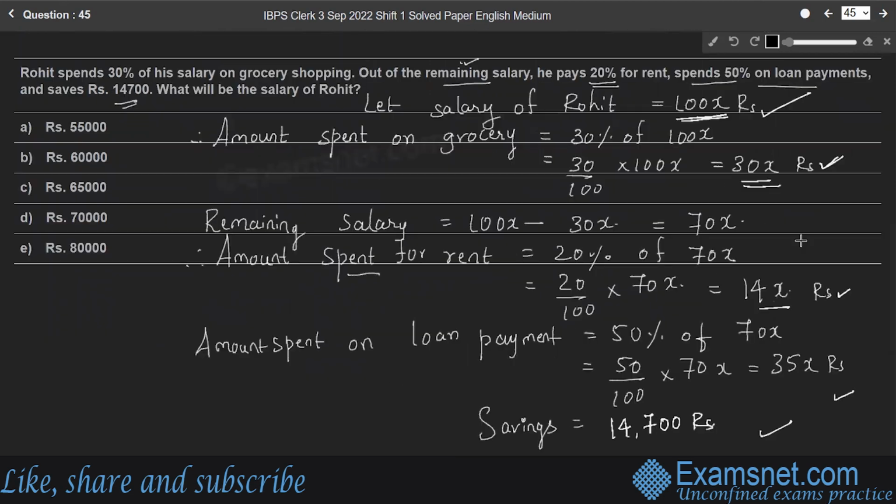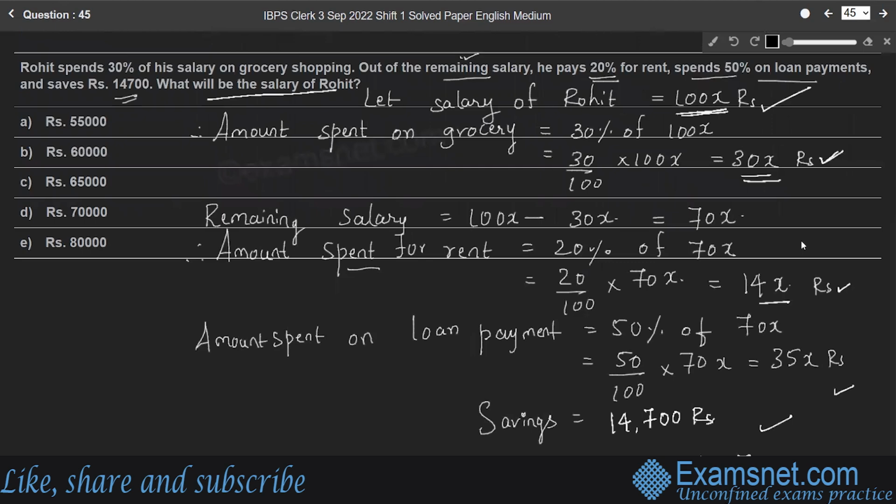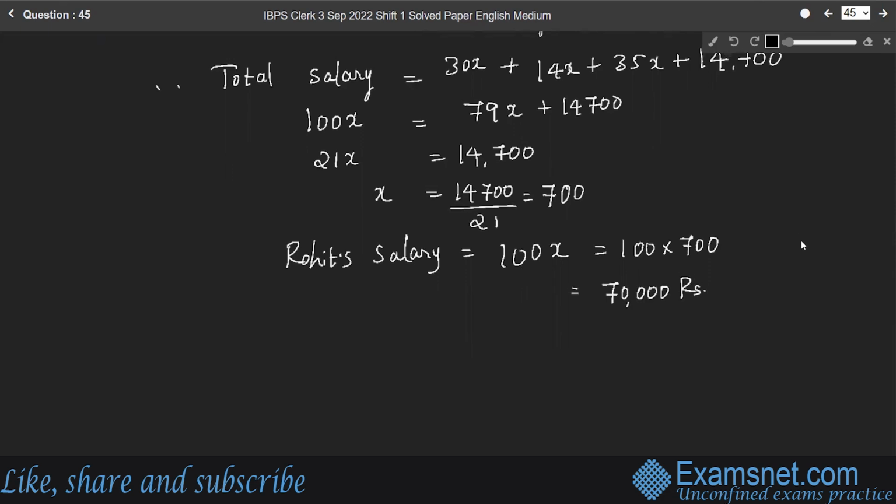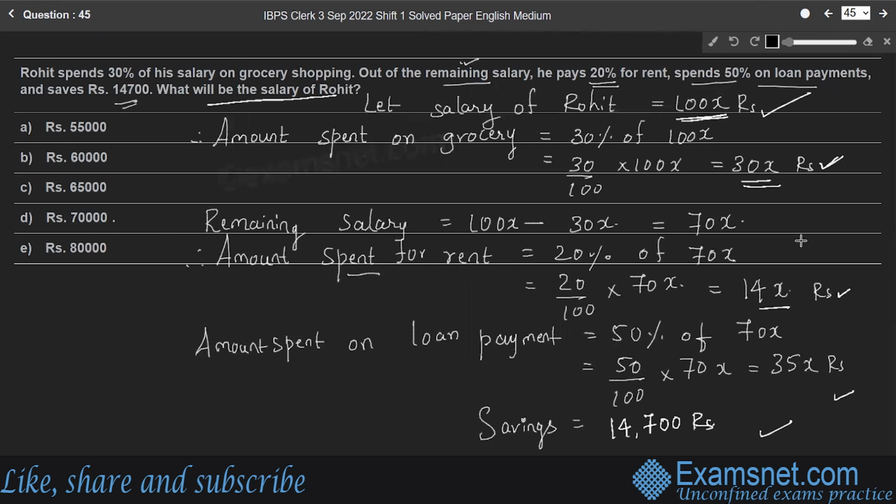In the question, the salary of Rohit is asked. So Rohit's salary is 100 into x, which is 100 into 700, which is 70,000 rupees. Therefore, his salary is 70,000 rupees, option D.